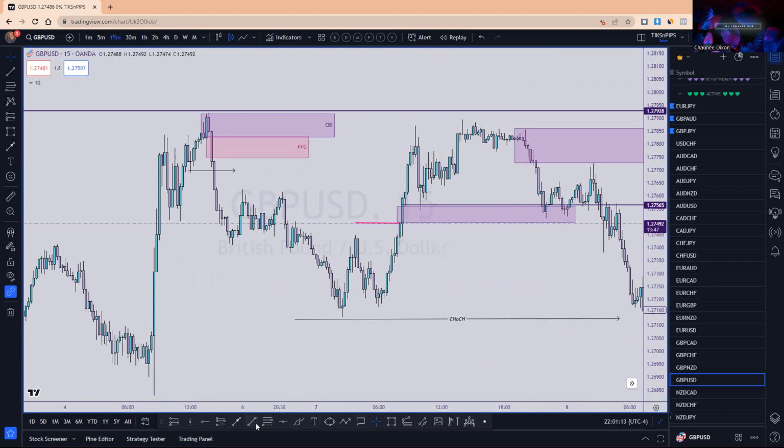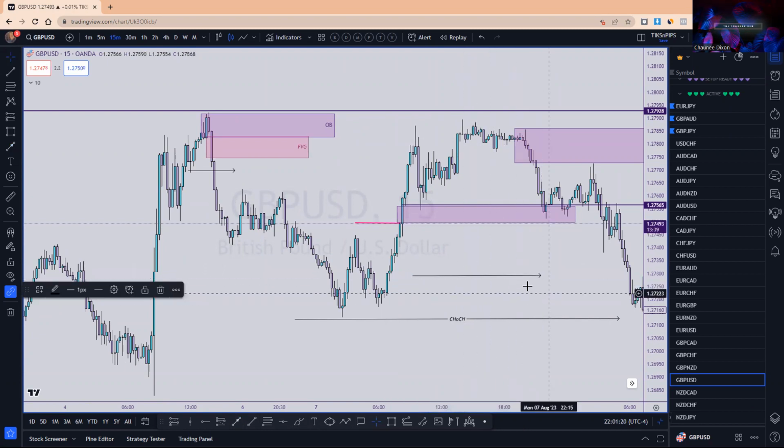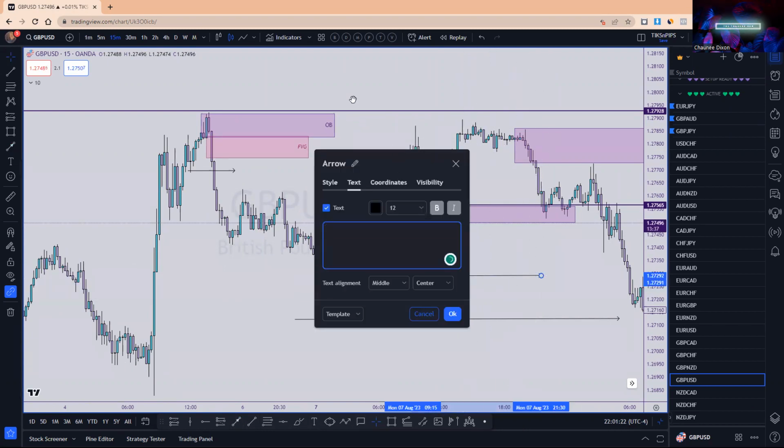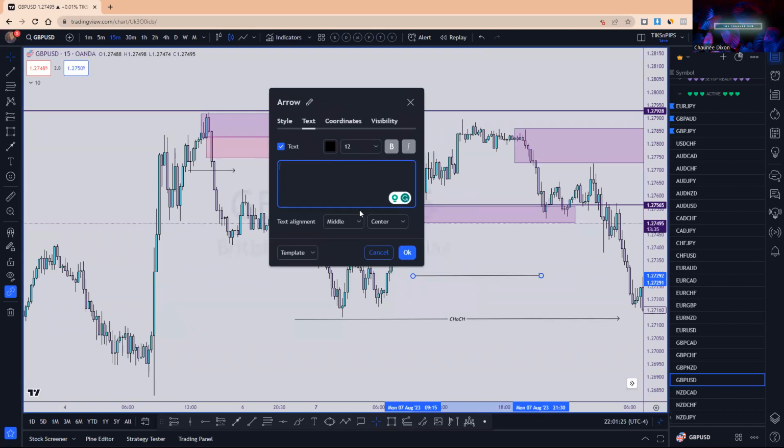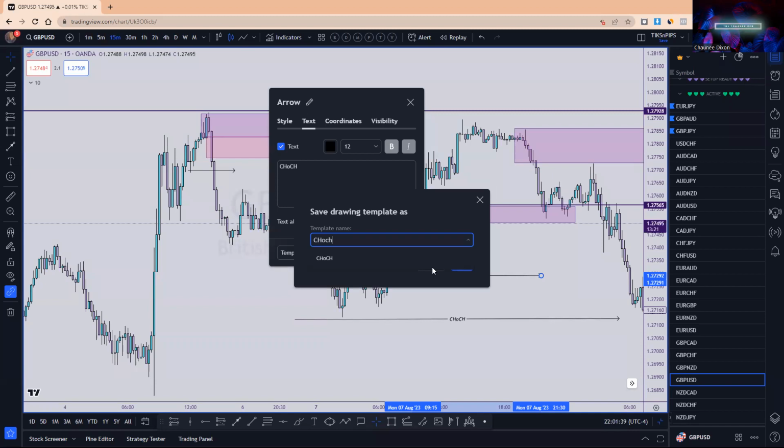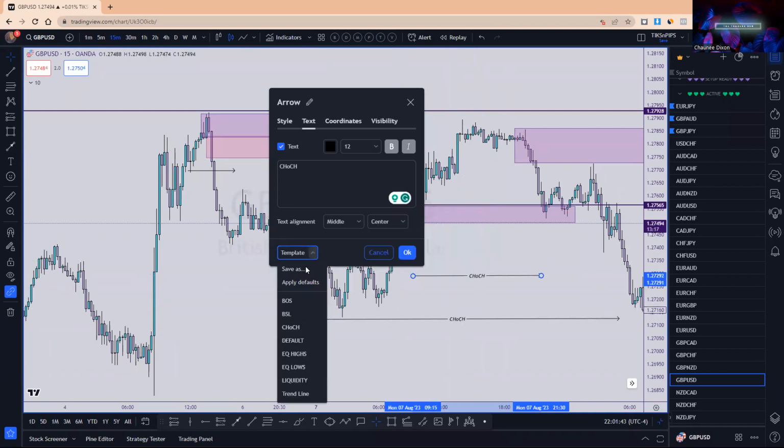So anytime I use my tools and I end up marking that same thing over, like these little arrows on my chart where I always have to type in change of character, I just double click on it and it brings up this settings square. In the text column, you type in change of character, and I put it in the middle and in the center. Then I hit save as and name it whatever you want. Every time you plot that arrow, you go to template and hit whatever you saved it as, and it'll change it.